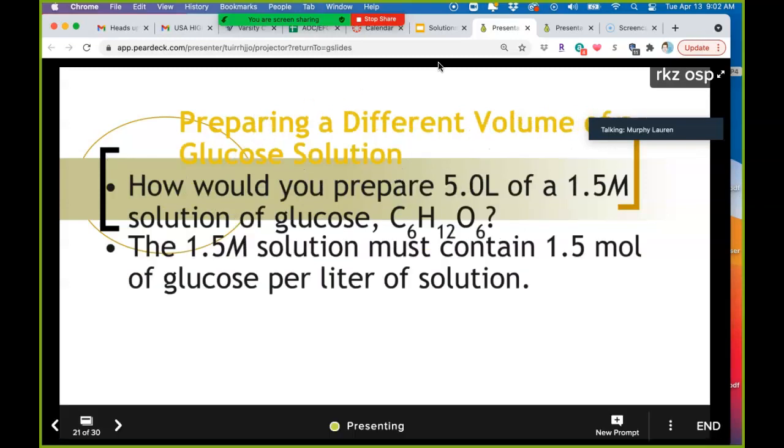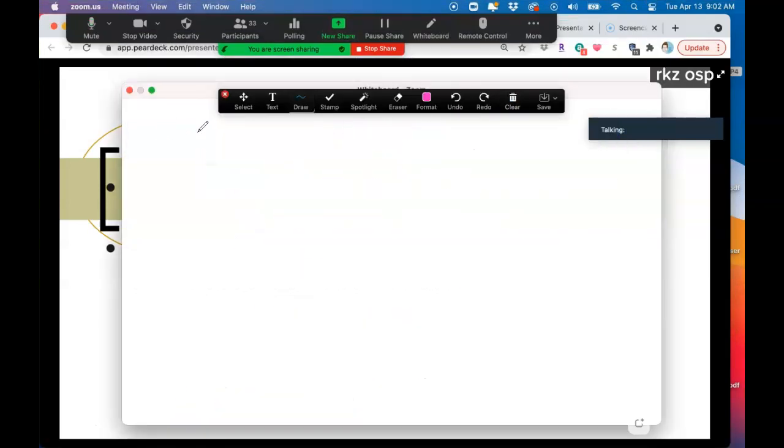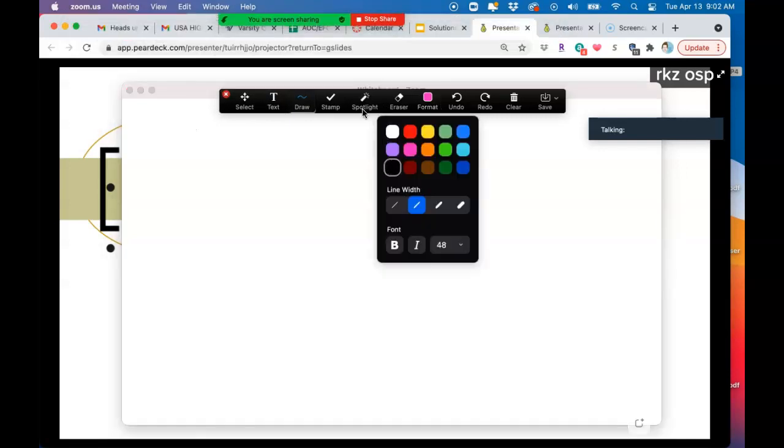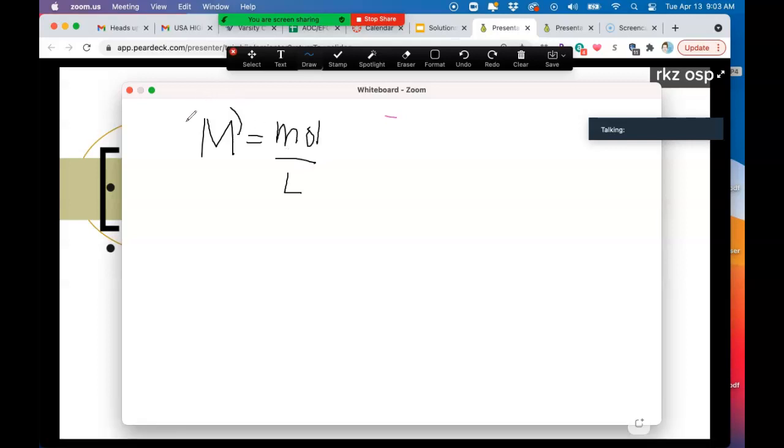How would you prepare 5 liters of a 1.5 molar solution of glucose? So let's see. 5 liters. Let's do some basic things. I gave you the concentration, molarity. I gave you the liters, the volume. We can rearrange that to find moles of glucose, right?